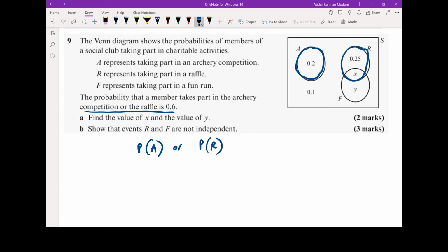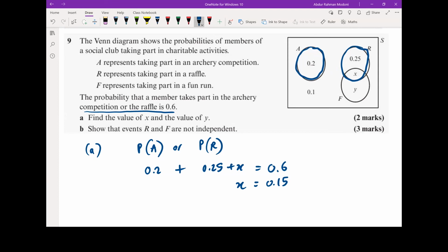So you would be saying that 0.2, which is the probability of A, plus the probability of R, which is 0.25 plus X, should equal 0.6. That's what you're doing for the first part here. From there, we can work out what X is. X is equal to 0.15. So that's the part A answer for X.